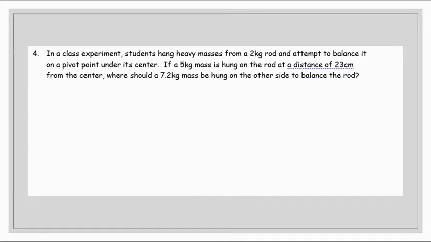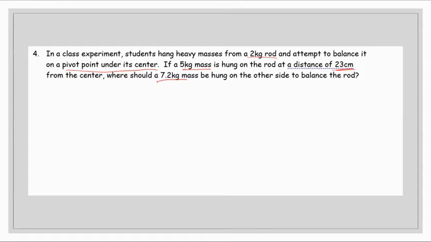Here we have an in-class experiment. Students hang heavy masses from a 2 kilogram rod and attempt to balance it on a pivot point under its center. Okay. If a 5 kilogram mass is hung on the rod at a distance of 23 centimeters from the center, where should the 7.2 kilogram mass be hung on the other side to balance the rod?